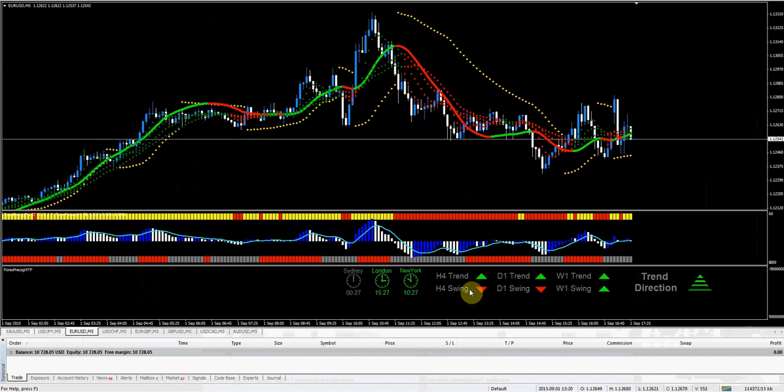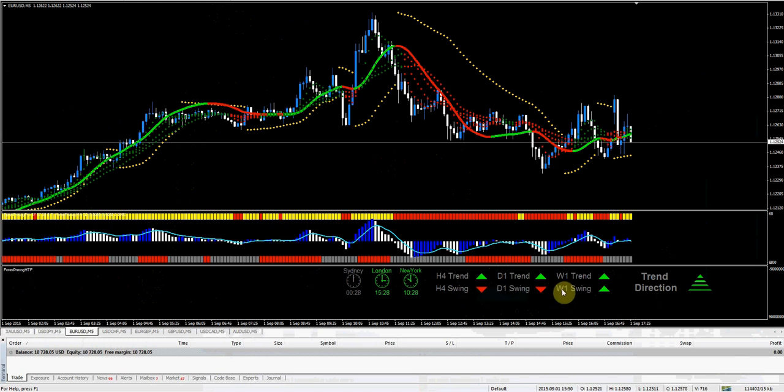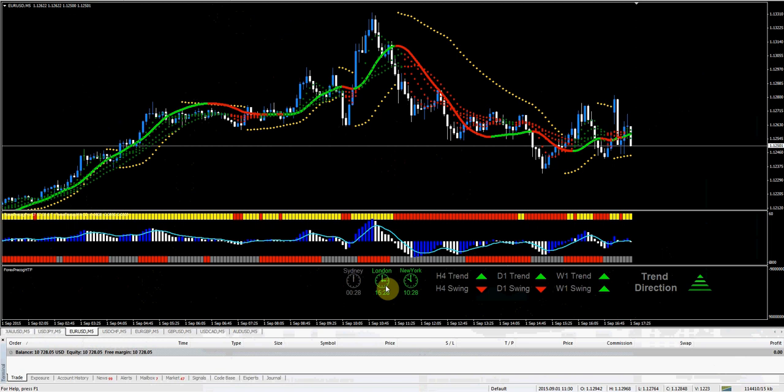As you guys can see down here with this particular indicator, it shows you the trend for each time frame, 4 hour, daily, weekly, and it shows you that for the swing and trend settings. And you also get to see which market is currently open over here.